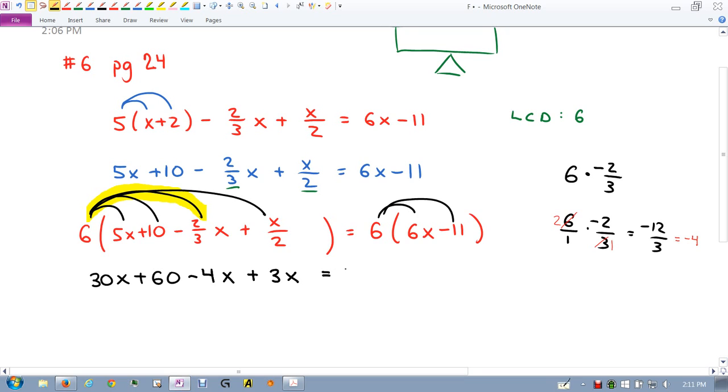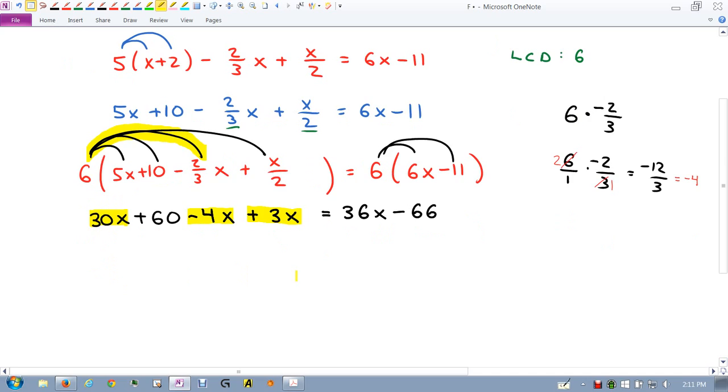Right side, 36x minus 66. And now you can proceed with collecting like terms. So let me see, I have x here, I have take away 4x, I have add 3x. I can put all those together. How many x's will you have if you put those together there? 29 x's, 29 of them. So I have 29x, still have a plus 60, equals the right side, which there was nothing I could do over there, right?